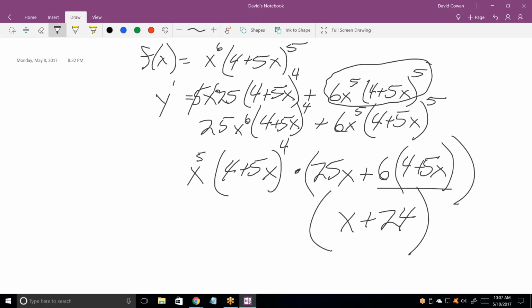In other words, I can technically expand 4 plus 5x to the 5th, and then I can distribute it with a 6x to the 5th. I can do the same thing over on the left. It's just we don't do it because it's so much work. We leave it in this format. That's what I was thinking too. It's just unnecessary work to simplify it down to a slightly simpler form.